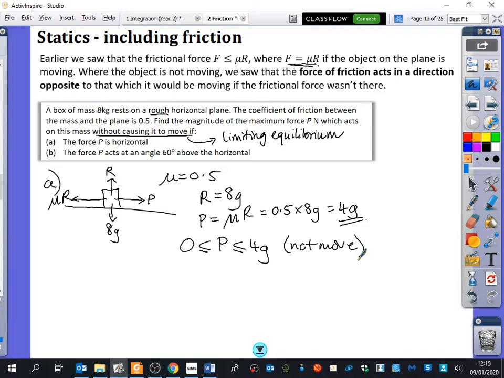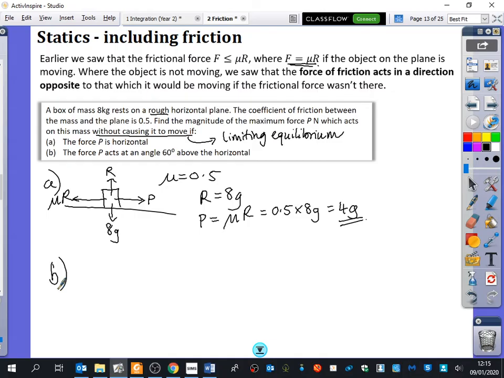Sometimes they might ask you to do an inequality. They might say, what is the range of values of P so that the block does not move? I could say this, but I'm not asking for that in this question, so I'm just going to leave that off here. And if you get a nice answer like 4g, you can leave it as 4g. You don't necessarily need to put that into decimal if you don't want to.